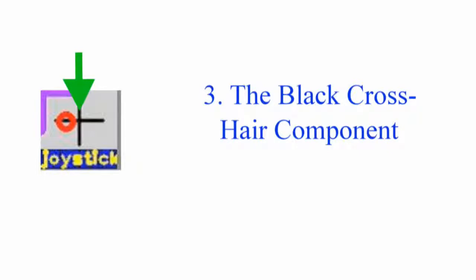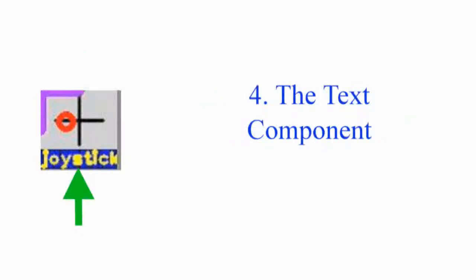Third is the black crosshair component. This component works with the red circle to assist the user in understanding how to navigate the Nouse cursor on the screen. We will see how this works in the next section of training. Fourth is the text component, and it's found at the bottom of the Nouse cursor. This component provides feedback to the user with respect to which action or mode is active for the Nouse cursor. The feedback is provided using words, for example, joystick, and color changes, for example, blue to yellow.